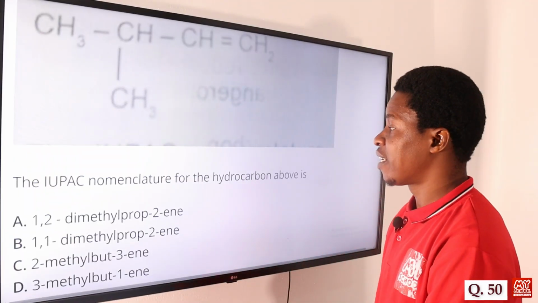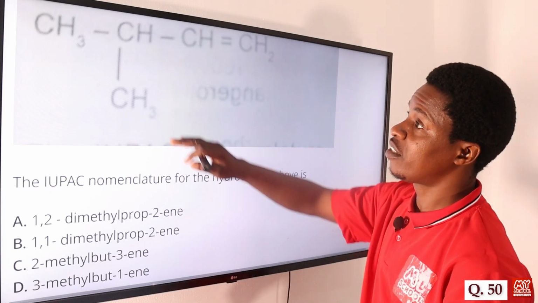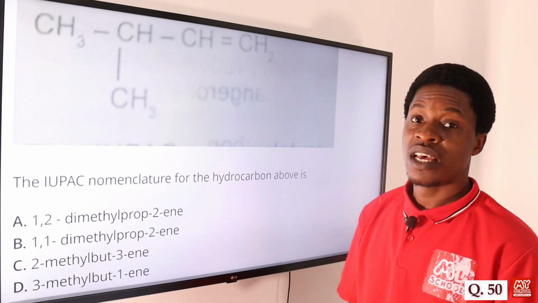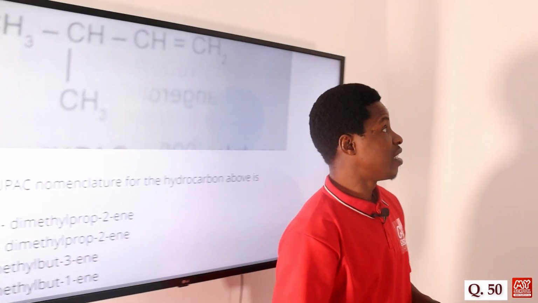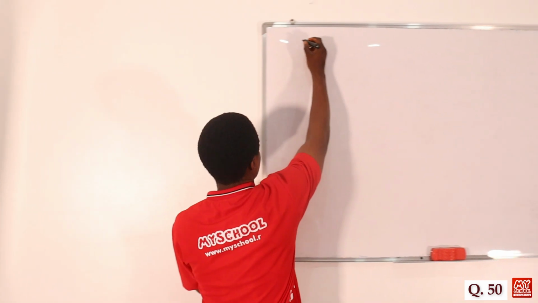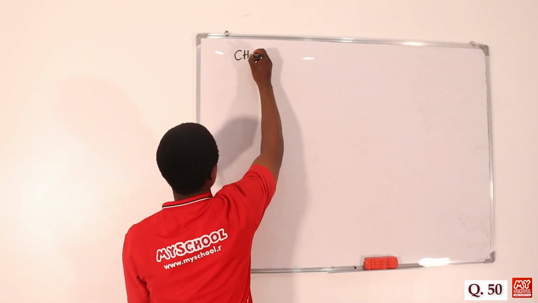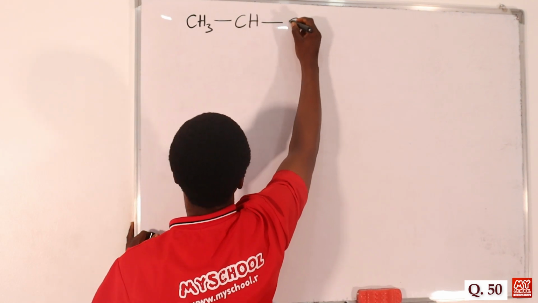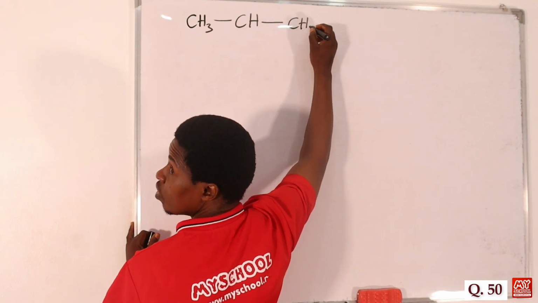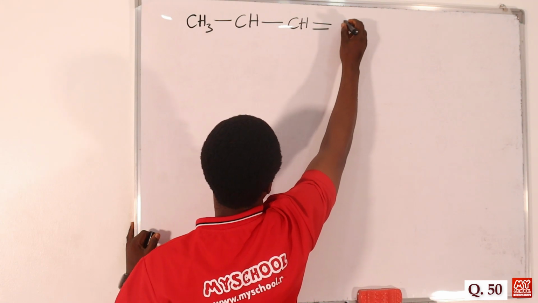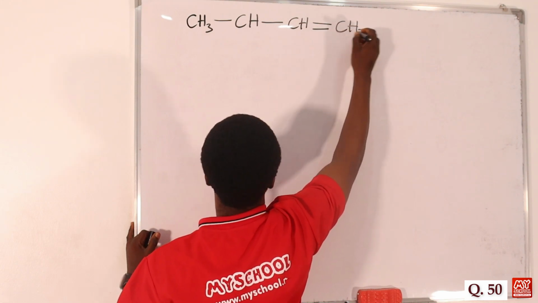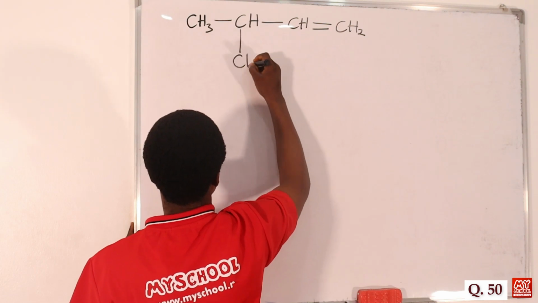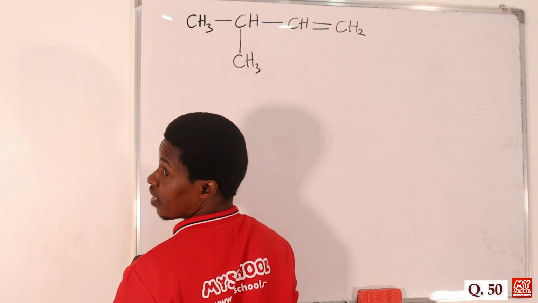The IUPAC nomenclature for the hydrocarbon above is what? I think I need to redraw this on the board so we can have a clearer picture of what we are working with. We have CH3 bonded to CH, then this is bonded to CH2, CH, then we have a double bond, then we have CH2 here. Then on this carbon atom we have CH3 here. I think that's what we have.